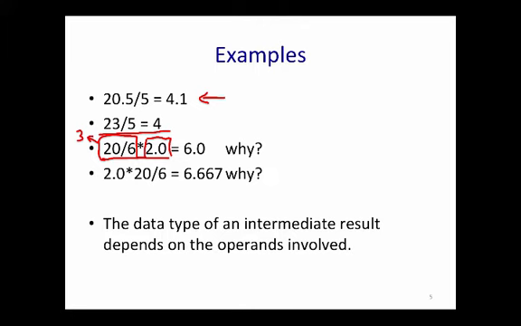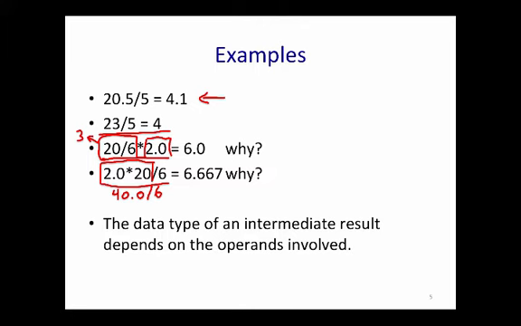Notice that if we shift the order of the operations, the result changes. So now the first operation to be performed is 2.0 times 20, and because one of the operations is a floating point number, we get 40.0. And when we divide by 6, we have again a floating point operand, and therefore we get 6.667.